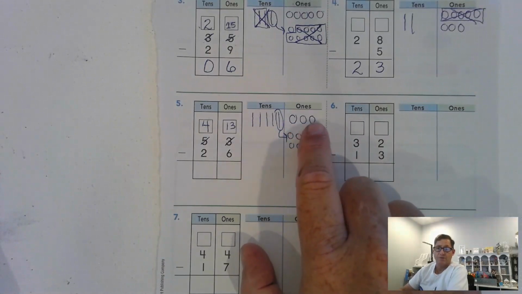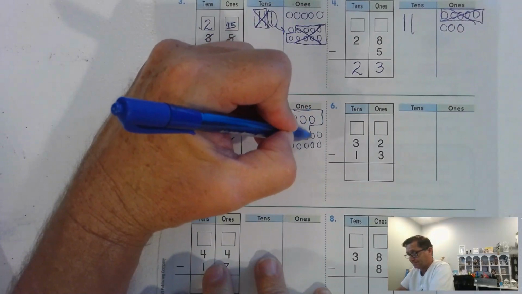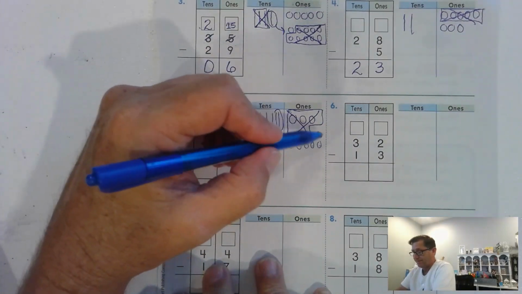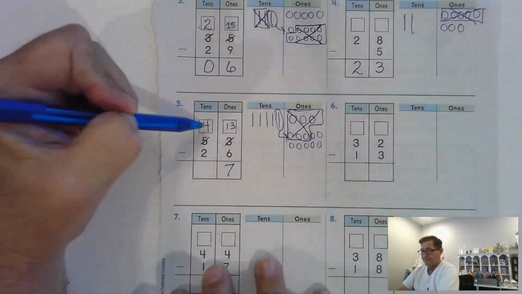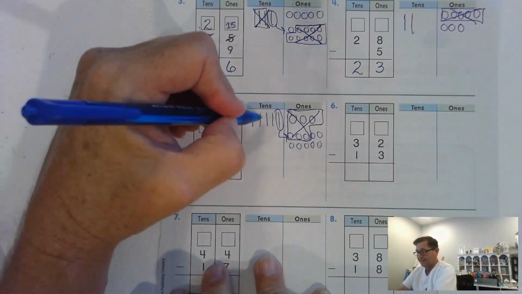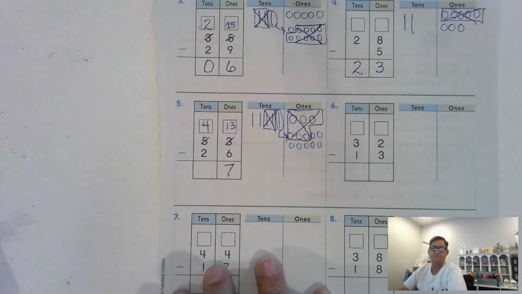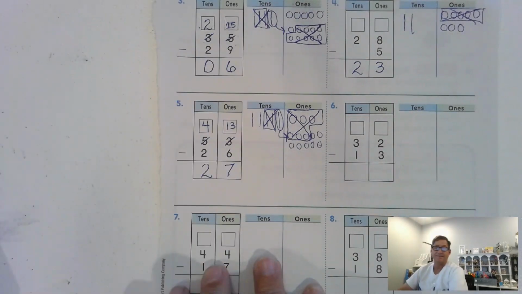10, 11, 12, 13. Now I can take away 6, and that leaves me 7 ones. 4 tens, take away 2 tens. It leaves me 2 tens.